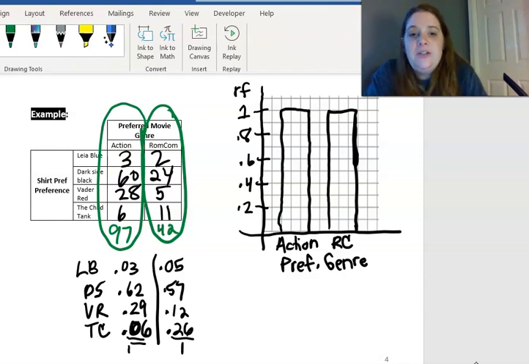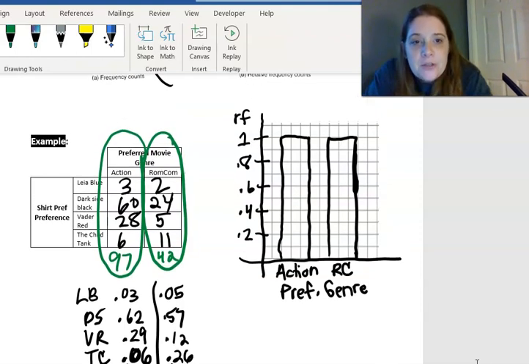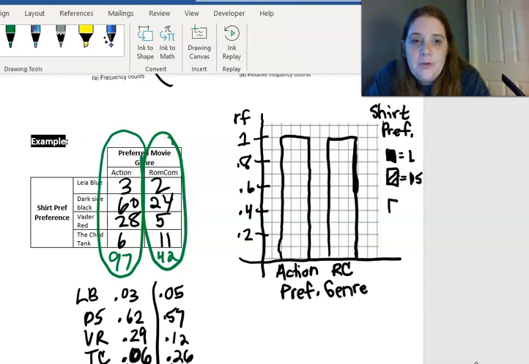The other thing I need to do is make a key for the other variable. Normally I would do this over to the side here. So I'm going to say shirt preference. There's my variable, shirt preference. I'm going to use just a solid colored in black for the Leia shirt, kind of like a stripe for the dark side shirt, just plain white for the Vader shirt, and maybe some polka dots for the child shirt.